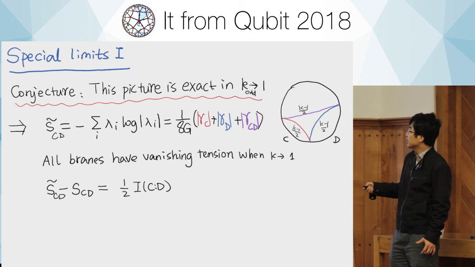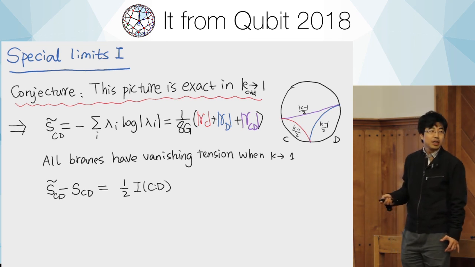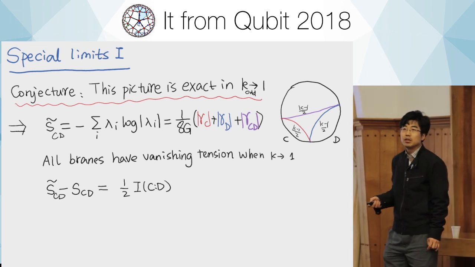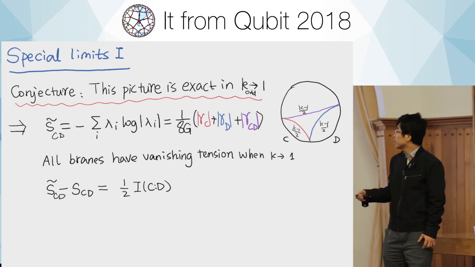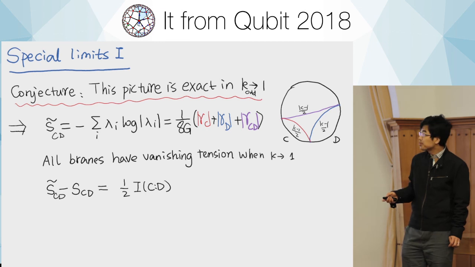We expect the transposed entropy. Sorry, this should be S transpose. The transposed entropy will be simply half of the sum over 3 entropies, SC plus SD plus SCD. This is the case we are most confident about.